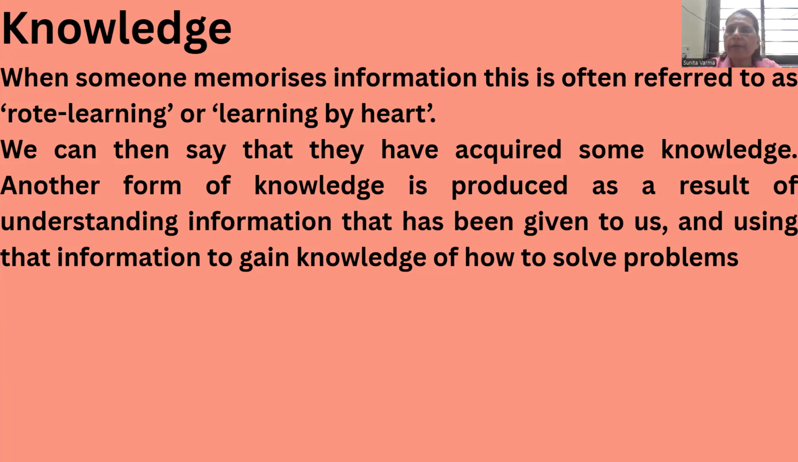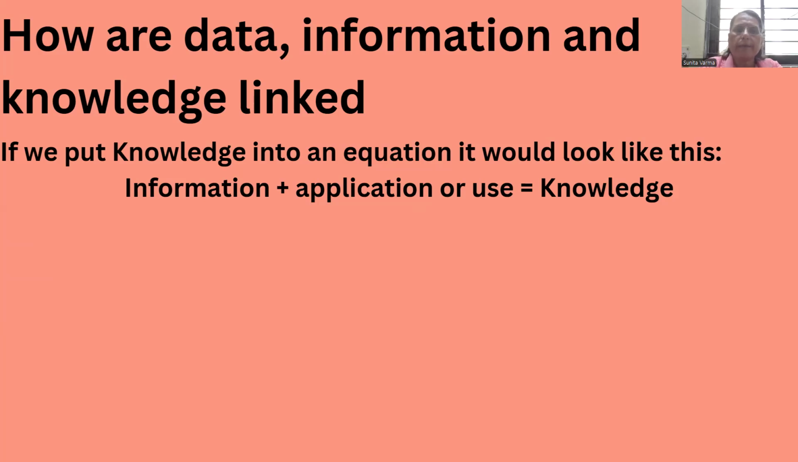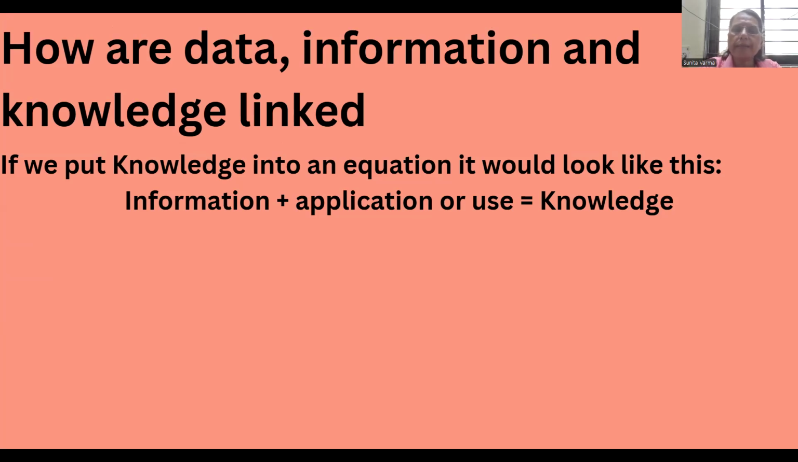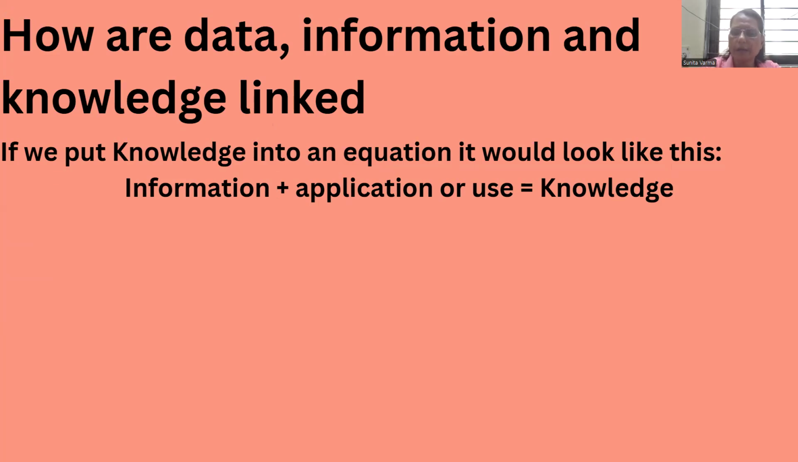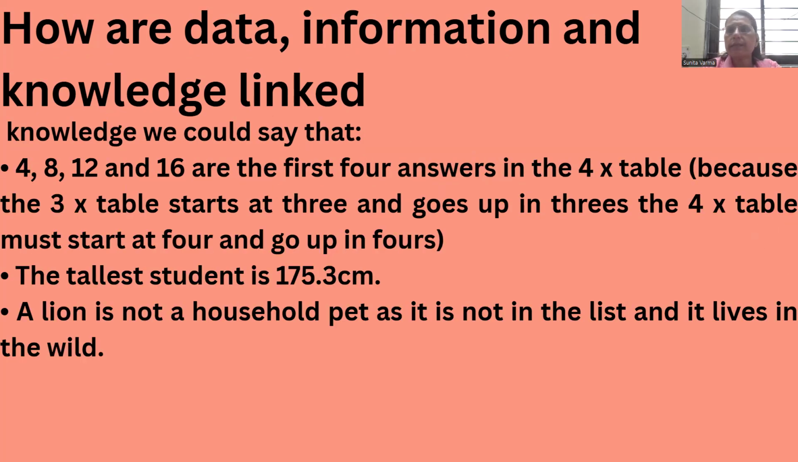Another form of knowledge is produced by understanding the information. When we understand this information, the understanding can be used to solve other problems, so that we can also call it knowledge. See the equation: when information plus application or use of the information is there, it is called knowledge. In this example, we can see how data, information, and knowledge are related.